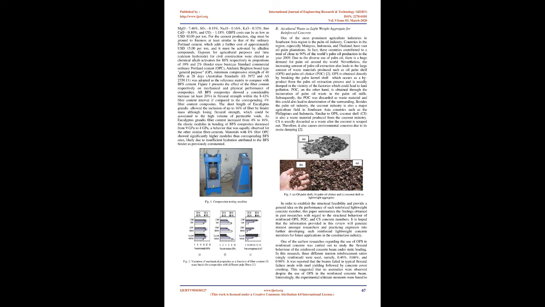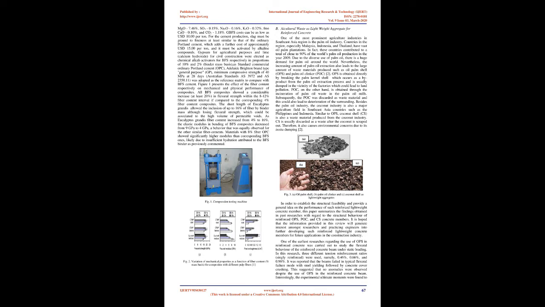Nevertheless, the increasing amount of palm oil extraction also leads to the large amount of waste materials produced, such as oil palm shell, OPS, and palm oil clinker, POC. OPS is obtained directly by breaking the palm kernel shell, which occurs as a byproduct from the palm oil extraction process and is usually dumped in the vicinity of the factories, which could lead to land pollution. POC, on the other hand, is obtained through the incineration of palm oil waste in the palm oil mills. Subsequently, the POC was discarded as waste material, and this could also lead to deterioration of the surroundings.